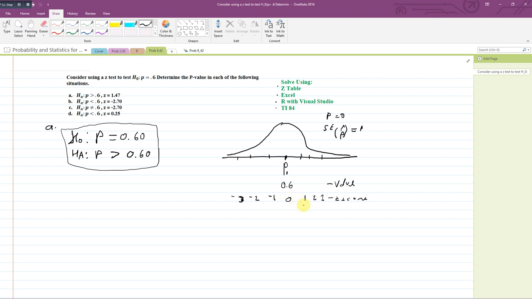Okay, so knowing this so far, this is pretty much your visual aid here. For letter A, they said if I have a z score which is going to be greater than the 0.6 when z score equals 1.47, 1.47 should be right here somewhere.